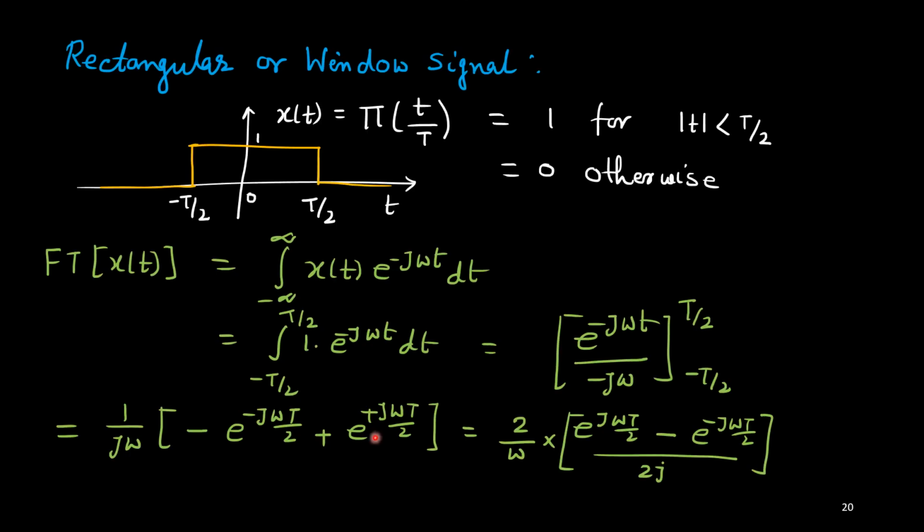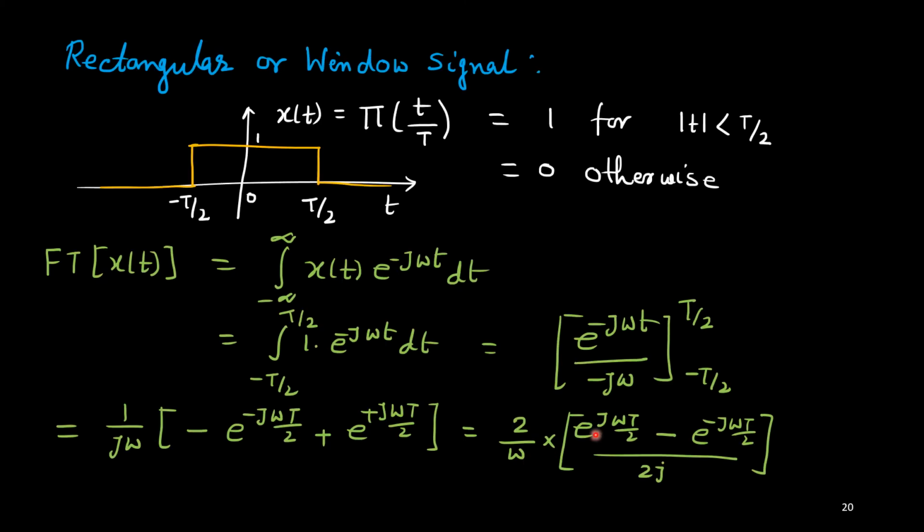And now e to the power minus j omega times minus T by 2 will give you a plus sign here, plus j omega T by 2. Now if you rearrange these two, this one I take first, so e to the power j omega T by 2 minus e to the power minus j omega T by 2, and we'll consider 2j here. So j is already there, that j I'll take here, and the extra 2 will multiply here. So again we need to multiply 2 here, and this omega is already there.